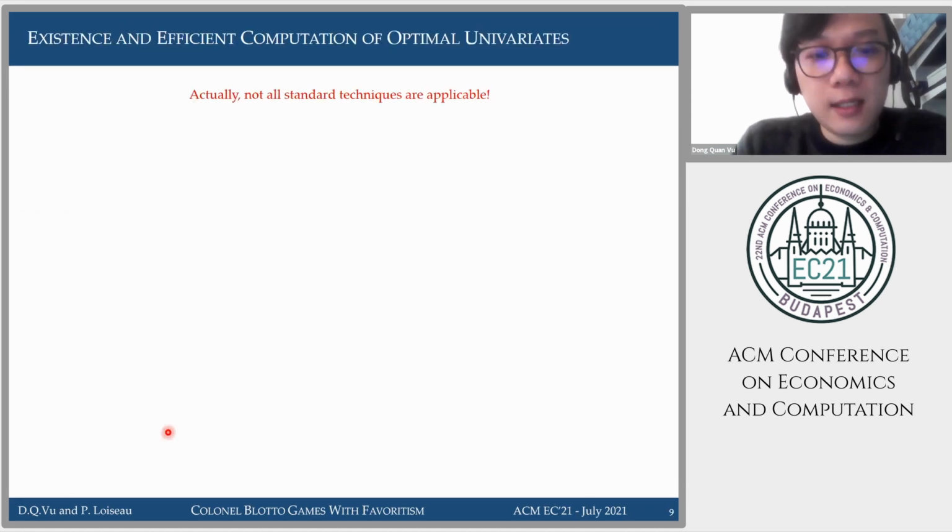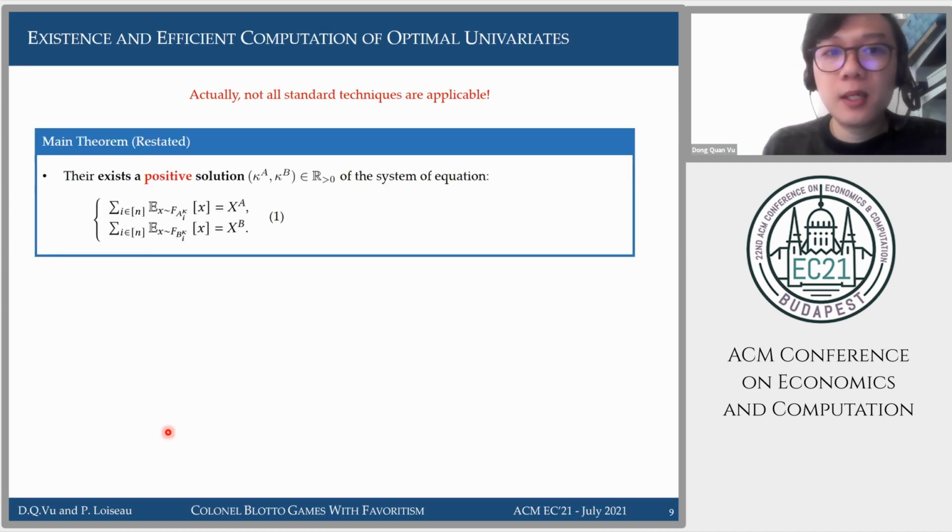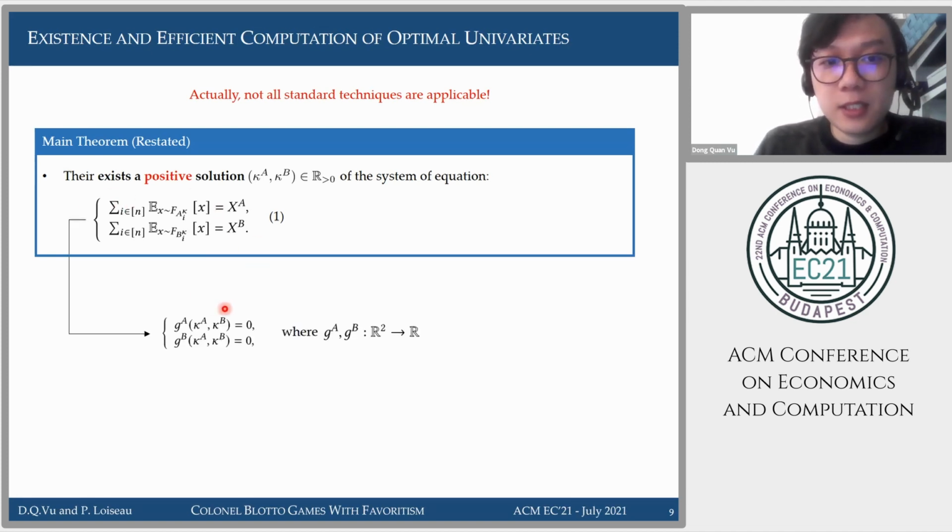So in the previous slide, I presented as if we just pick what is known for the classical case and apply it to the kernel Blotto with favoritism, and we have such a result. However, it's not really the case. Actually, not all the standard techniques are applicable in our case. For example, let me recall the main theorem that we presented in the previous slide. Actually, proving the existence of a solution of this system is non-trivial. The reason is that this system is actually a two equation, two variable system, and these functions are quite complicated, as you can see in my paper.